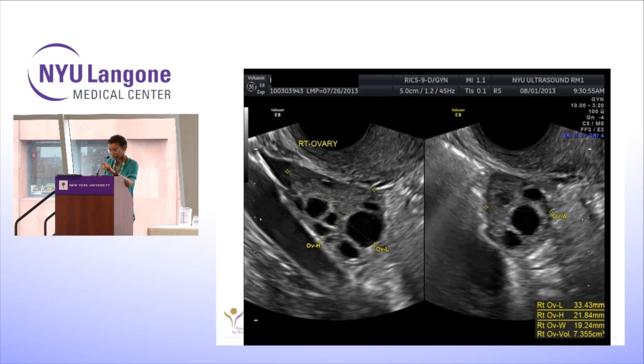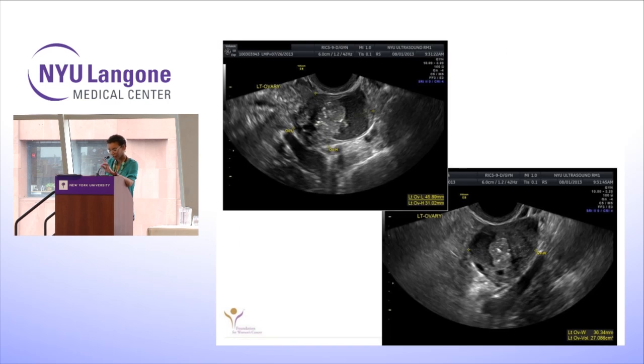These are happy ovaries. These are not very happy ovaries. You can see that. So that's what we're looking for. That solid tissue should not be there. And these are ovaries that need to come out.